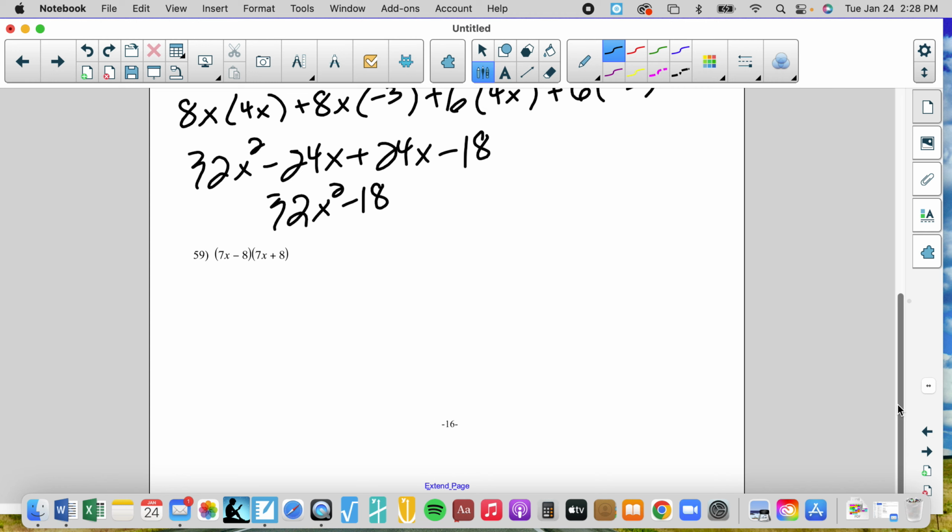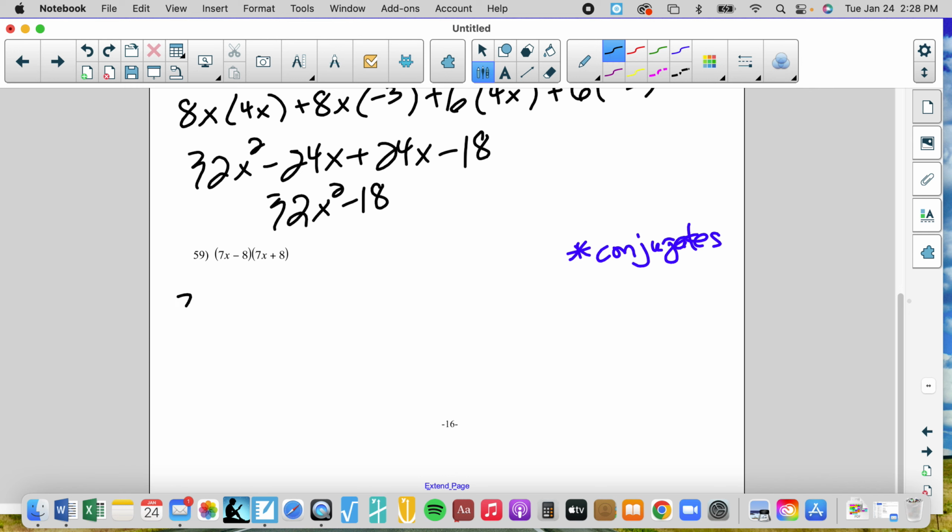Let's do the double distribution. We should look at this. 7x minus 8 and 7x plus 8. Anybody remember what we call that? Conjugates. What's going to happen? I don't know if you remember conjugates. Your outside and inside are going to be opposite of each other. And your first and last are going to be perfect squares.